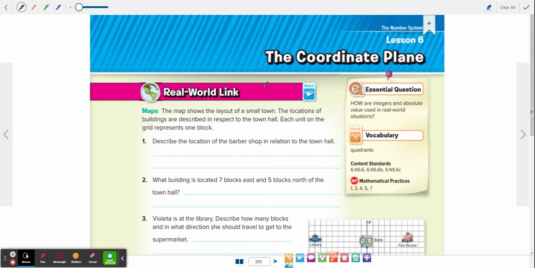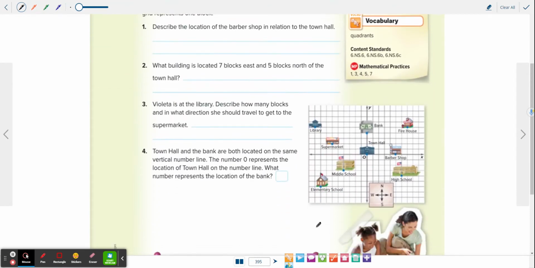Okay, so we're going to work with the real world link here. It says the map shows the layout of a small town. The locations of buildings are described in respect to the town hall. Each unit on the grid represents one block. So each of these is one city block. We want to describe the location of the barbershop in relation to town hall. So we need to find the barbershop, which is right here, and town hall is in the center. It's at 0, 0 at the origin, okay?